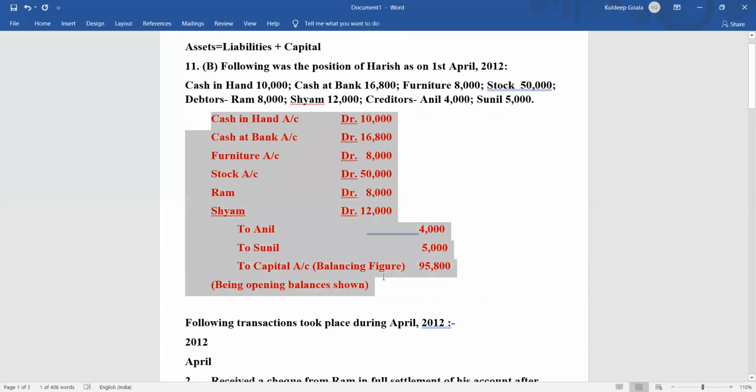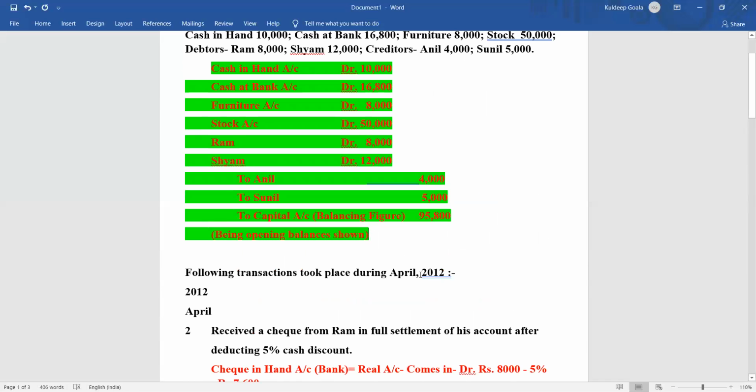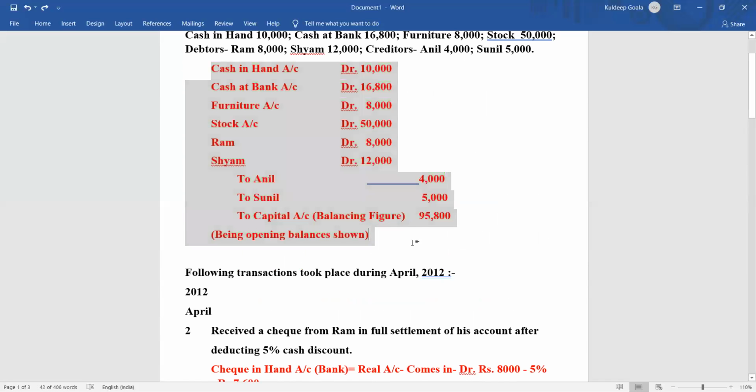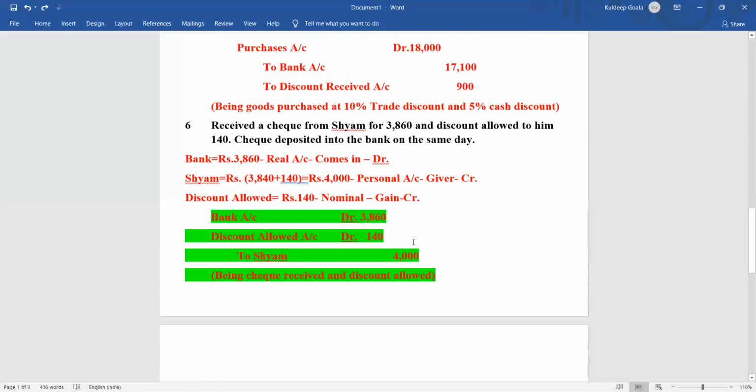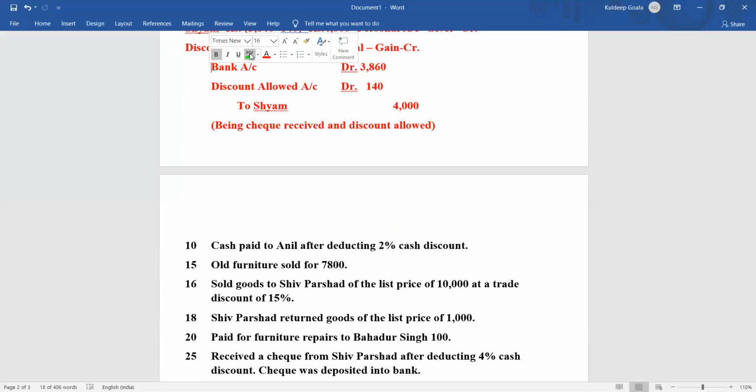I'll highlight the transaction so that you can understand that. It will be difficult again, okay, fine, let it be like this. This also I'll remove the highlight. You can easily understand, I guess.